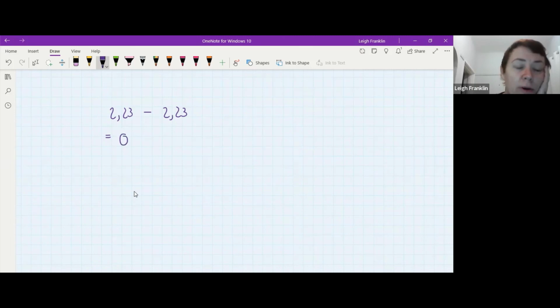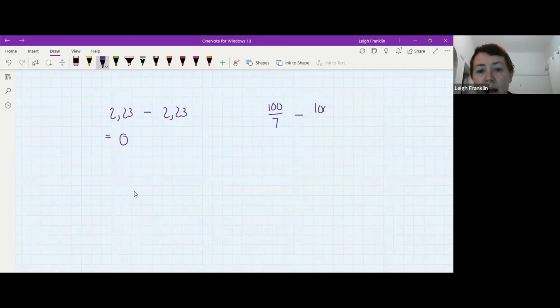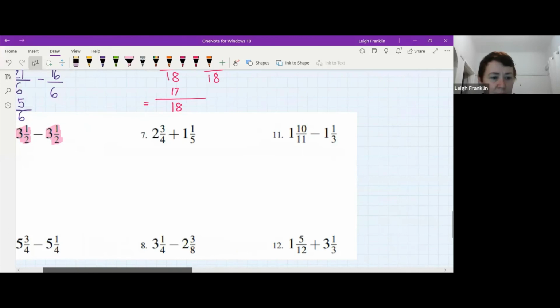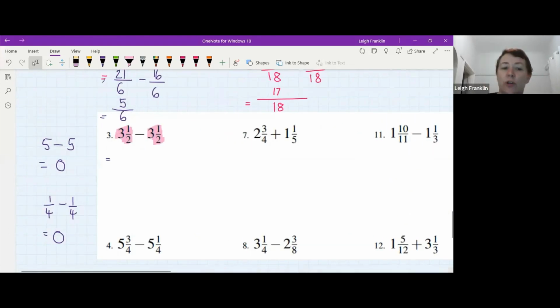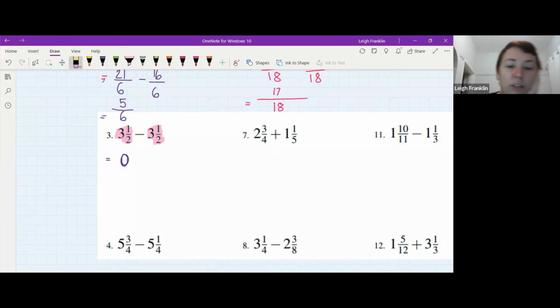If I say 2,23 minus 2,23, what am I going to get? 0, lovely. Or if I say 100 over 7 minus 100 over 7, what am I going to get as an answer? 0. So anything minus itself is always going to leave me with 0. So we can take a shortcut with this question, because 3.5 minus 3.5 is going to give us 0. We didn't even need to do any further work if we just looked at those numbers really carefully. Well done, Rachel. That was lovely. Good job.